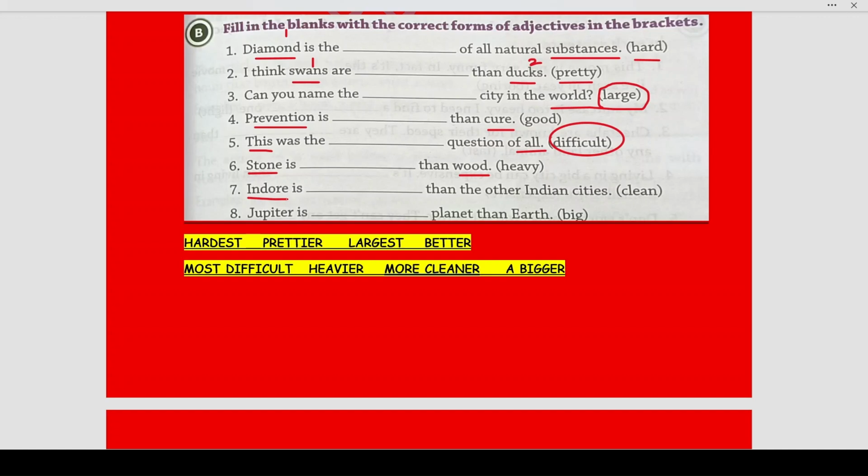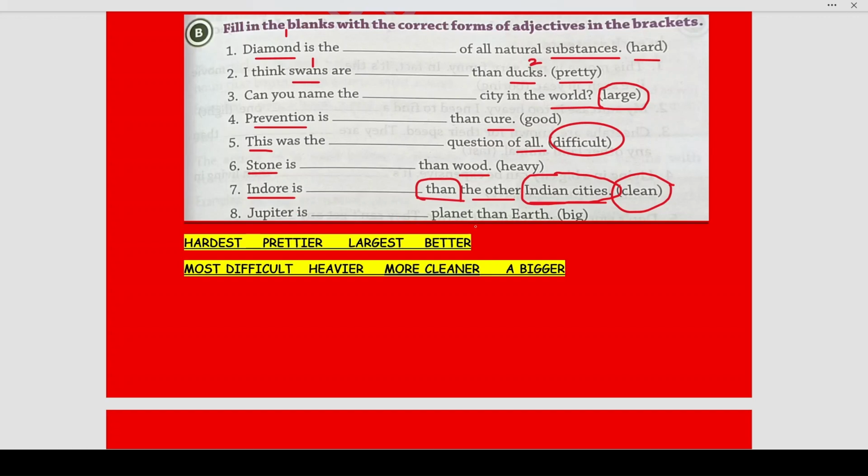Indore is dash than the other Indian cities. The adjective is clean. So Indore is cleaner than the other. Why over here is than being used? So you can take it as a hint that here it is a comparison between two things. Indore and other Indian cities which are taken into one whole group. The definite article the is being used, therefore we will use cleaner, not cleanest.